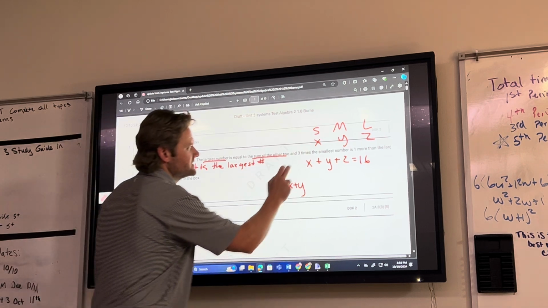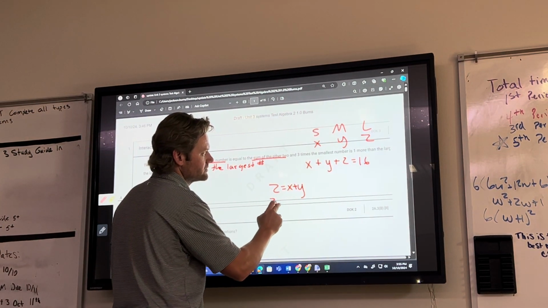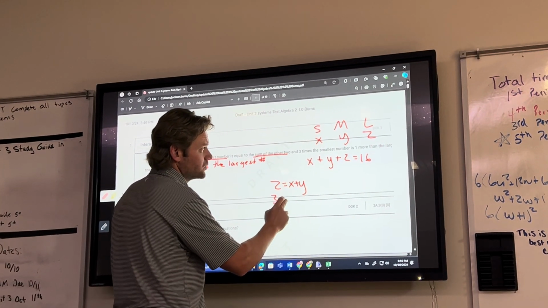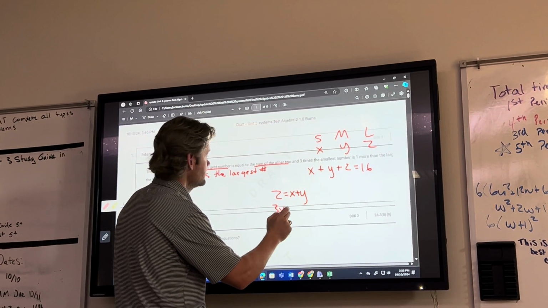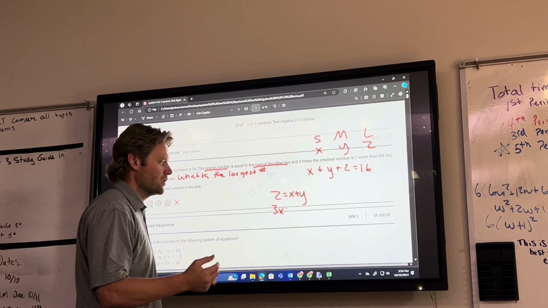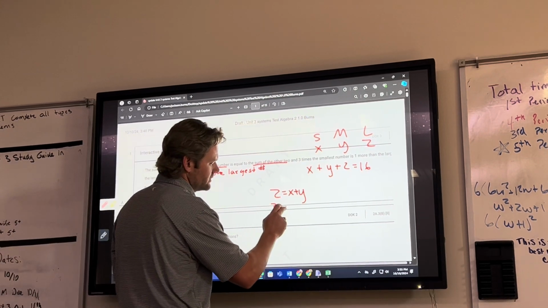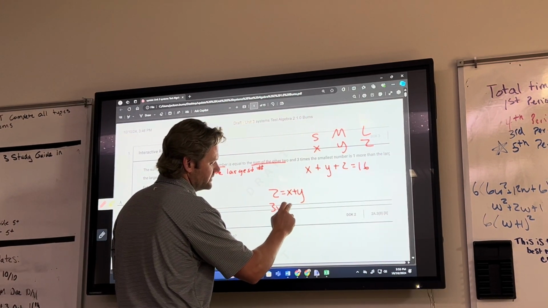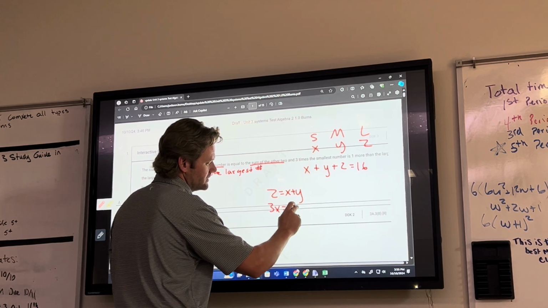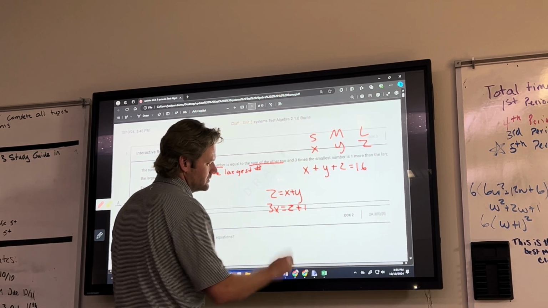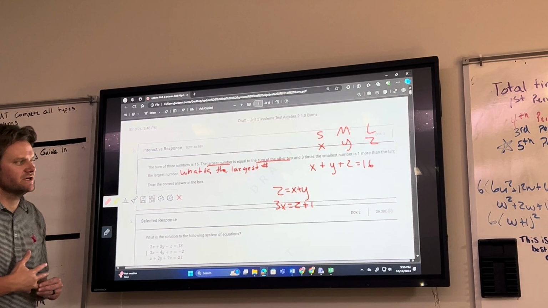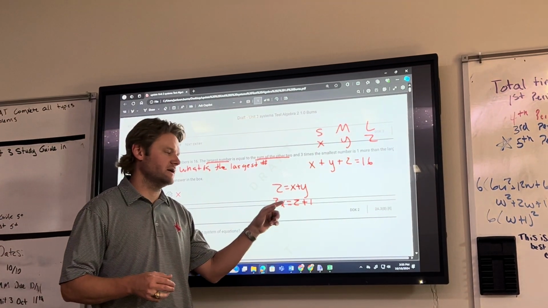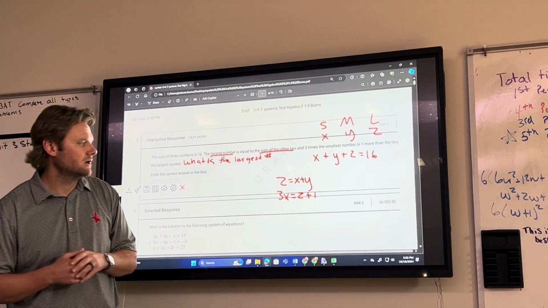And then 3 times the smallest number, so 3x, is 1 more than the largest number. So if it's 1 more than the largest number, right, I can set it equal to z plus 1. 3x, right? I could put a minus 1 over here as well.